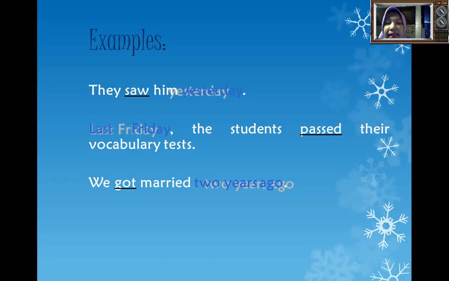Okay, next. Last Friday, the students passed their vocabulary test. Where is the time signal? Last Friday. Where is the verb two? It shows simple past tense. Okay, the third is: we got married 2 years ago. The time signal here is 2 years ago. And verb two here is got.